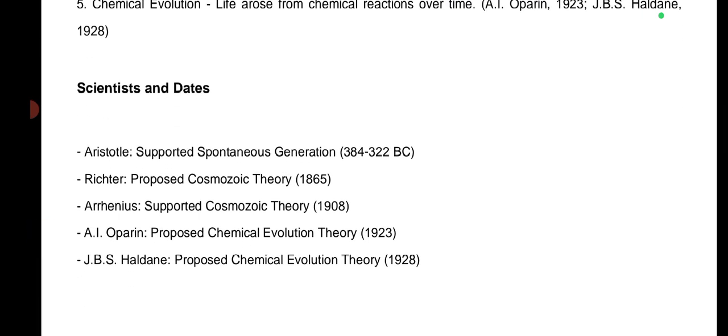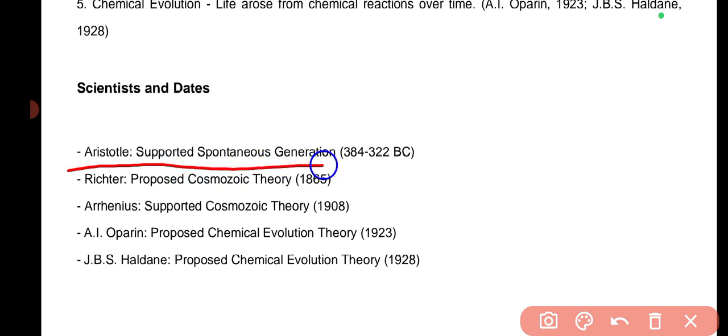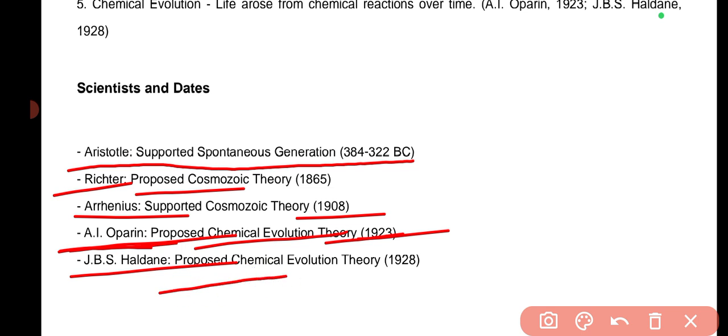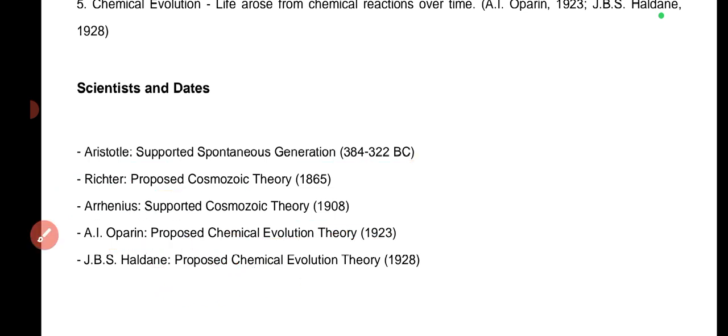Then the scientists and dates: we have Aristotle, who supported spontaneous generation between 384 BC and 322 BC. Then Richter, who proposed the cosmozoic theory, and Arrhenius supported it in 1908. Then A.I. Oparin was the one who proposed the chemical evolution theory in 1923, and J.B.S. Haldane supported it in 1928.